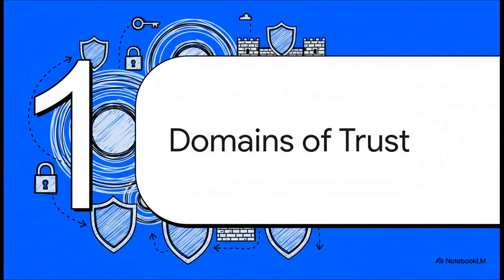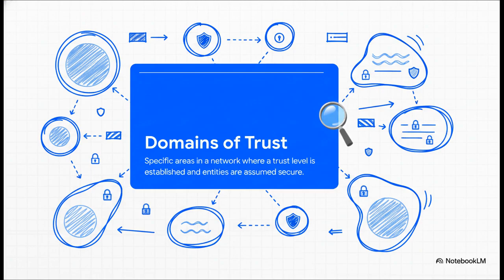So to really get a handle on how we lay out our fortress, we've got to start with a really foundational concept. It's called domains of trust. Okay, so what does that actually mean? Well, a domain of trust is basically a specific area inside a network where we've established a certain level of, well, trust. It's where the things inside are assumed to be secure. Think of it like this. It's a way of mapping out your digital world to figure out which parts you trust and, just as importantly, how much you trust them.